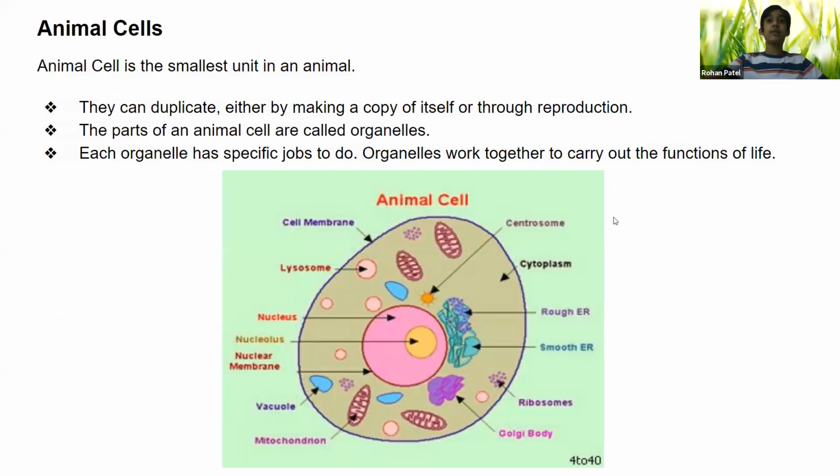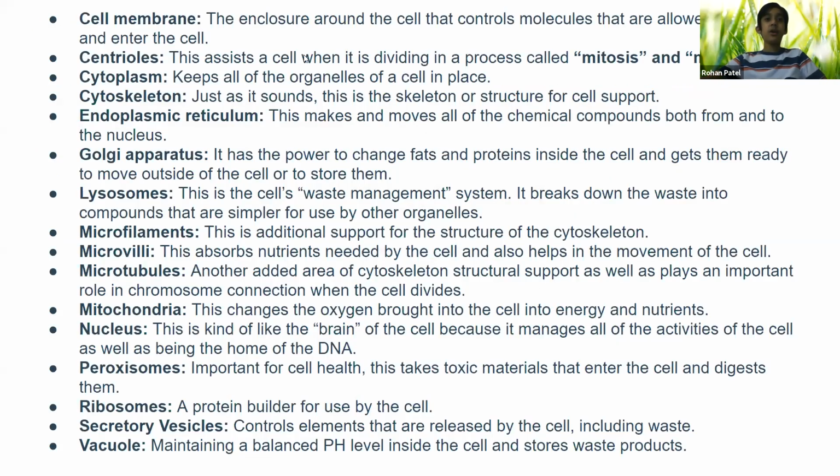And the parts of the animal cells are called organelles, just like in our plant cells. I'm not going to go over the ones we already went through, but I'll go over the new ones. We have our centrioles. The centrioles assist the cell when dividing in the processes called mitosis and meiosis.